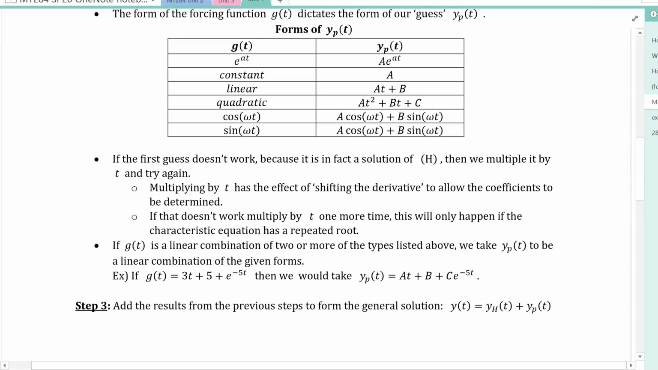A couple other things to note. If we have a linear combination, then we're just going to take a linear combination of those two. And lastly, the general solution of the non-homogeneous problem results from adding your answers for step 1 and step 2. Take your particular solution, add it to the general solution to the homogeneous problem, and you've got the general solution to the non-homogeneous problem. A lot of this has to do with one big thing: the differential equation being linear.